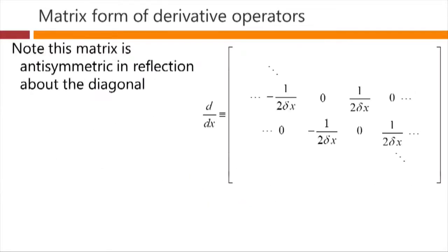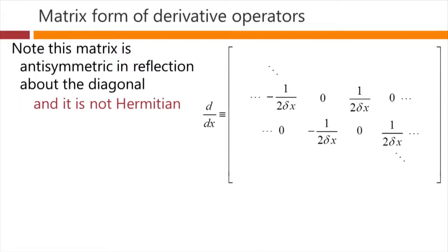Now note something about this matrix. This matrix is antisymmetric in reflection about the diagonal. So we've got 1 over 2 delta x here, but we've got minus 1 over 2 delta x here. We could call that an antisymmetric reflection. And it's not Hermitian. This element here is not the complex conjugate of that one. This is minus that one, not the complex conjugate of it. In this case, since this is real, the complex conjugate of this would just be the same thing, but we've got a minus sign here.